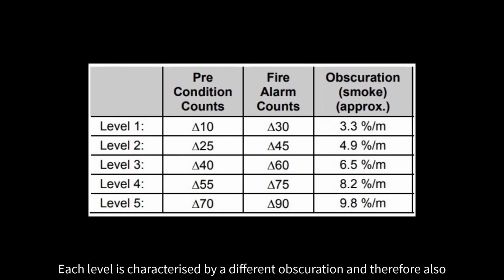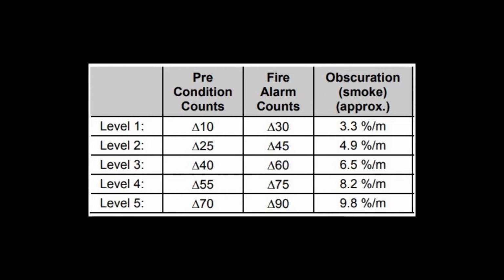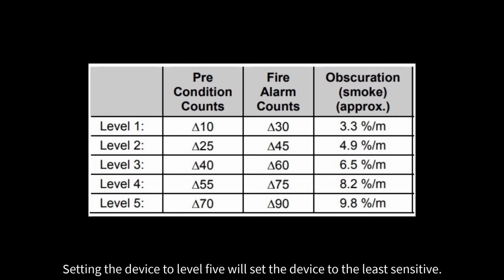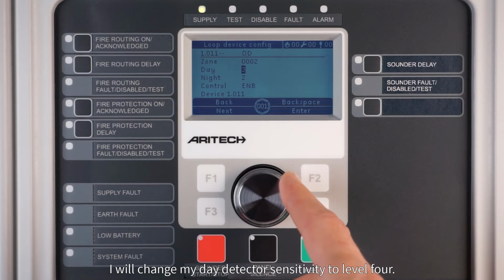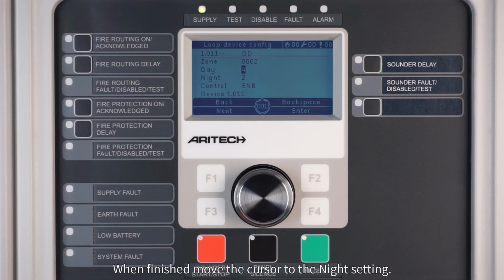Each level is characterized by a different obscuration and therefore also by the time at which smoke detecting alarms are reported. So changing the setting to level 1 will set the smoke detector to be the most sensitive. Setting the device to level 5 will set the device to the least sensitive. I will change my day detector sensitivity to level 4. When finished, move the cursor to the night setting.